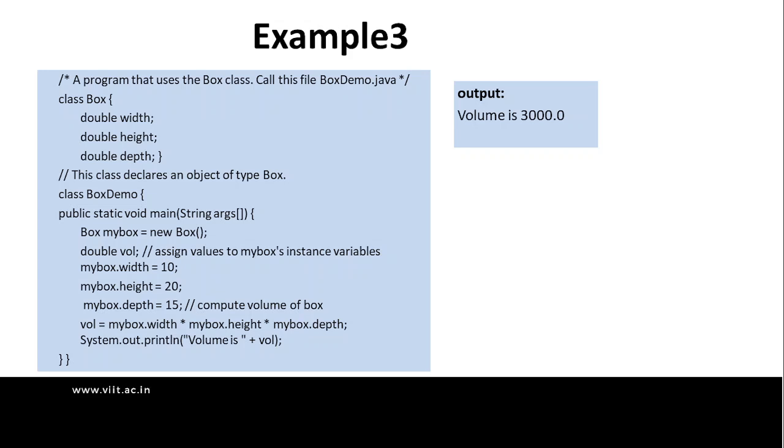So that myBox.width is 10, myBox.height is 20, myBox.depth is 15. In this way we can assign the values to the instance variables of the Box inside the Demo class. And in this way we can calculate the volume of this class. Let us see, we will run this example. We will use Eclipse for running this example.